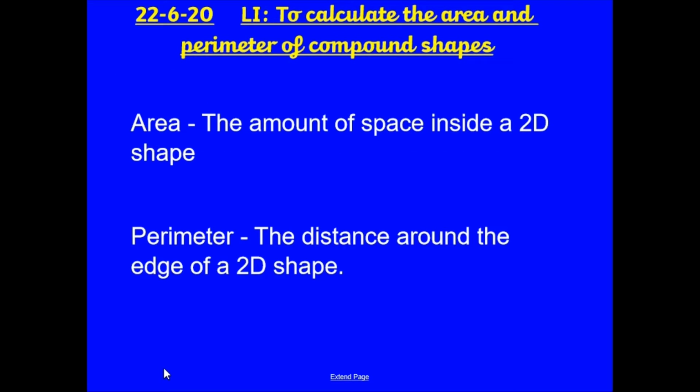Now, first of all, remember the amount of space inside a 2D shape is the area, and we can work that out. The area of a square or a rectangle is going to be length times width, so area equals LW. The perimeter is the distance around the edge of the 2D shape, and that is where I just need to add up all the different side lengths.